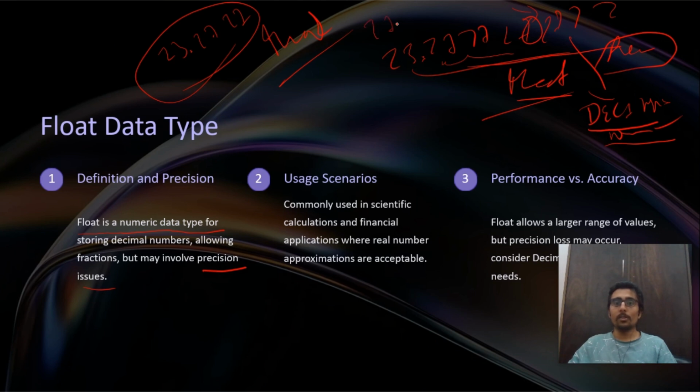If it's a big decimal number, or especially if it's related to financial things or money, or important numbers, where a mistake might lead to losses, then you must use decimal or numeric. This is what you should keep in mind. And float allows a larger range of values, but precision loss may occur. If the value is larger, precision loss might occur. For that reason we use decimal, and only if a larger range is really required do we use float.